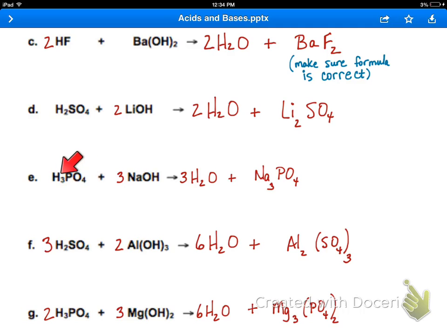Phosphoric acid is triprotic, so it's going to have 3 protons, and it's going to need 3 hydroxides to balance it. So we put a 3 here, we make 3 waters, and then we make sodium phosphate. So check the rest, and ask your teacher if you have any questions and if you can't figure any of them out.